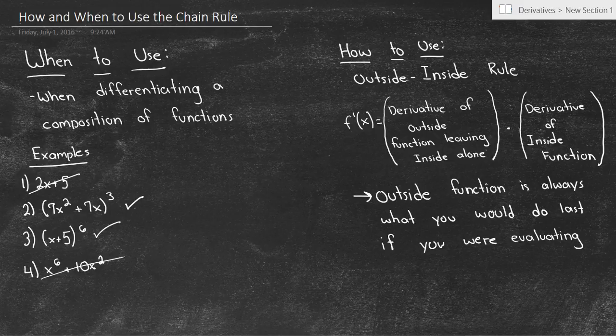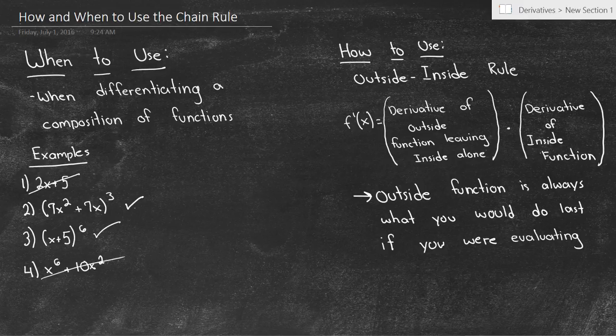Okay, so now we talked about when to use it. Now we need to figure out how to use it. And what I like to call it is the outside-inside rule, because if you call it that, you kind of instantly know what to do. Whereas the chain rule, it's kind of confusing. Alright, so the outside-inside rule says you take the derivative of the outside function, leaving the inside alone, and you multiply that by the derivative of the inside function, and that's it. That's how you take the derivative.